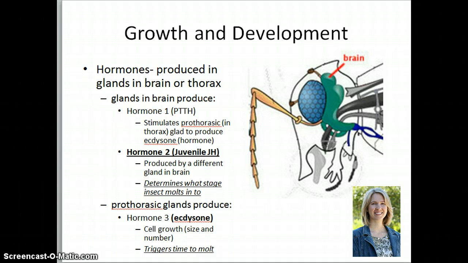In the prosthoracic gland, the hormone ecdysone is produced. Again, that's only produced once that particular gland receives the PTTH hormone from the gland in the brain. But the hormone ecdysone will signal the cells in the body to grow, either by size or multiply by number. And this will trigger the insect's body to develop and molt.